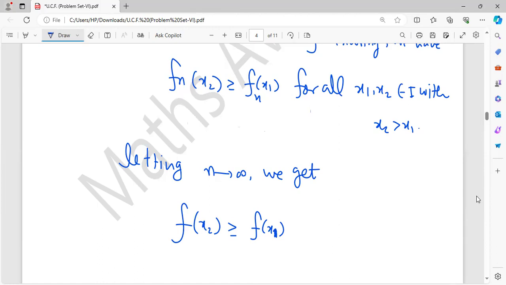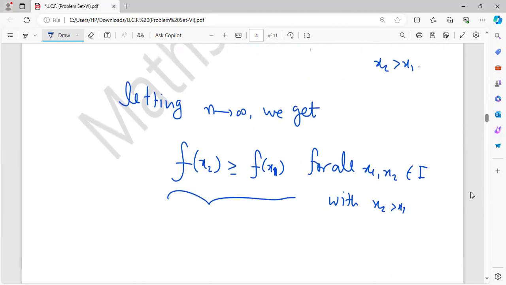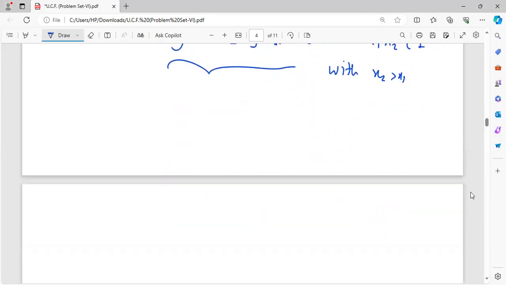So what does it mean? For all x1, x2 belongs to I with x2 greater than x1. What does it mean? It means that f is monotonically increasing. This implies f is monotonically increasing.